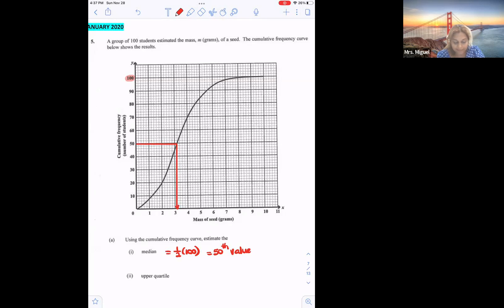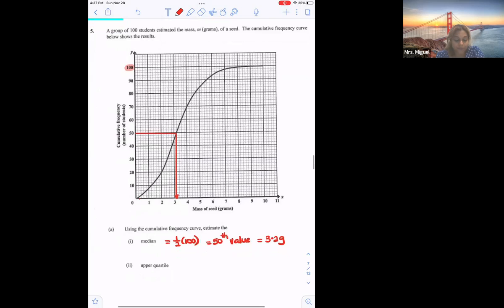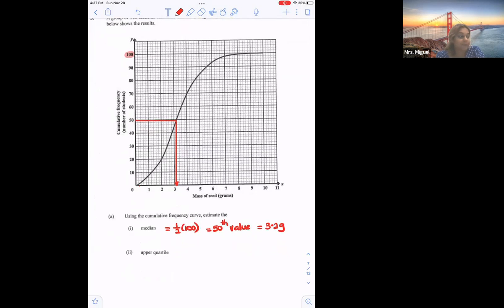Each one represents 0.2. This is the small block right after 3. This is 3.2 grams. So having done that and having known that the median is half of the cumulative frequency, you will have scored 1 mark. They ask you to estimate the upper quartile. Well, the median is half. The upper quartile will be 3/4 of 100. So we're looking for the 75th value.